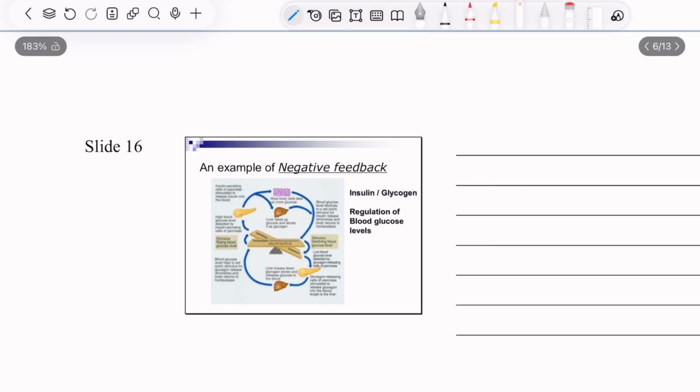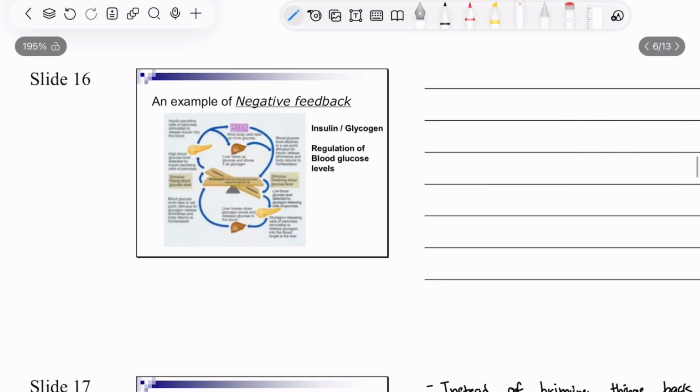And then, let's say your blood sugar gets too low, like when you haven't eaten for a while. Your body needs to bring it back up. So, what your pancreas does is release a different hormone called glucagon. The glucagon signals the liver to break down stored glycogen back into glucose and release it into the bloodstream. As glucose enters, the blood sugar levels rise back to normal. And when blood sugar returns to normal, the release of glucagon slows down to prevent the blood sugar from going too high. And so, yeah, that's it for negative feedback.